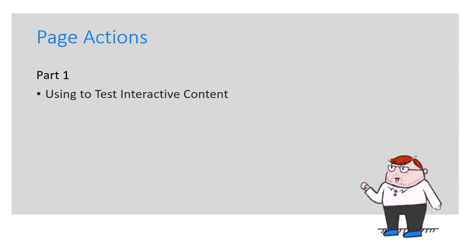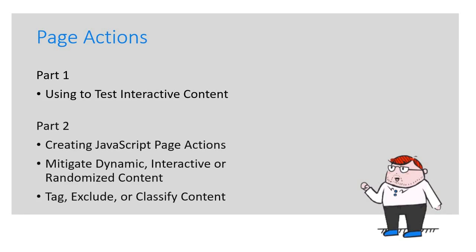In part one of this video, I walked you through using page actions to test interactive content such as menus, tabs, accordions, and carousels. In this video, I'm going to cover creating your own JavaScript-based page actions to mitigate dynamic or randomized content, and how to also use them to tag your content.